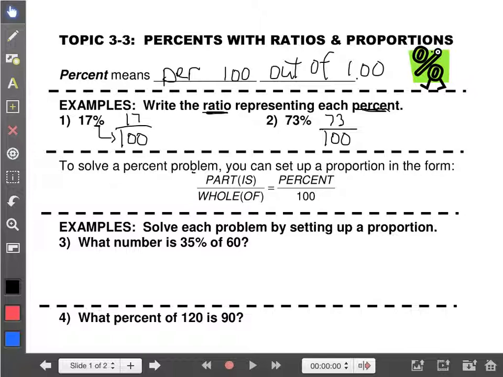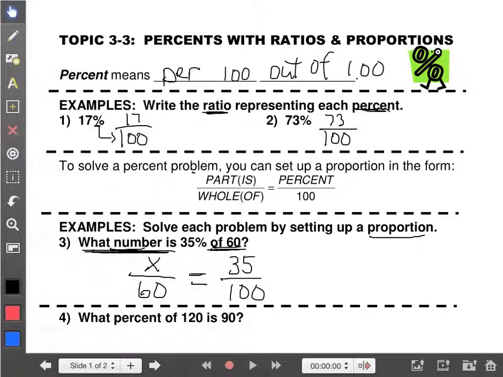So let's do an example. Example number 3, we're going to set up a proportion to solve. Now there is another way to do it, and we'll go over that in a minute. So what number is 35% of 60? What number is, you take x, that's your part, and you're going to put it over your whole. This says of 60, so that means that's your whole. The of is the key word. Of 60 means that's your whole. Is 35%, so you put equals, and then you put your percent over 100.